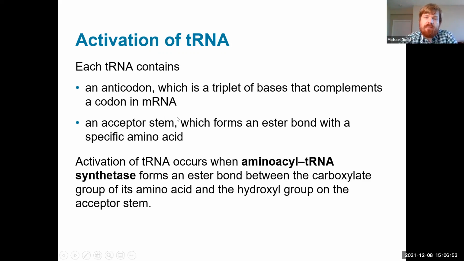There's also the acceptor stem. This is what's going to form an ester bond with an amino acid. So activation of tRNA just means that you take the aminoacyl tRNA synthetase. That's the protein, or the enzyme, I should say, that catalyzes this reaction. There's an ester bond that forms between the carboxylate group of the amino acid and the hydroxyl group of the acceptor stem.